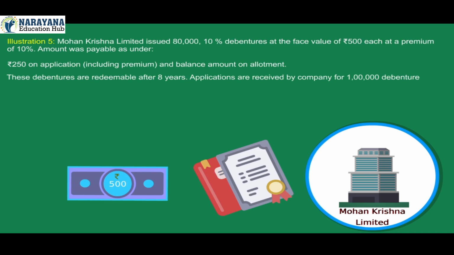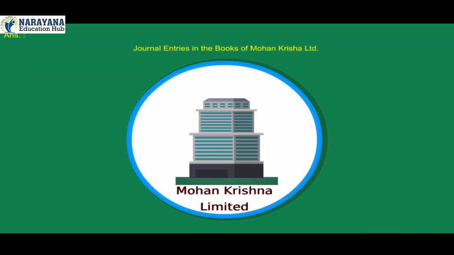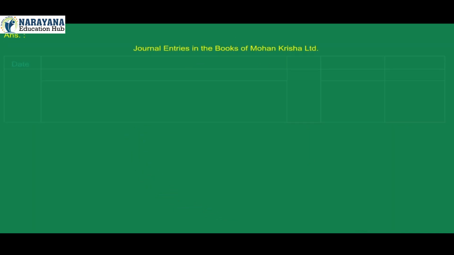Applications are received by the company for 1 lakh debentures and the allotment of 80,000 debentures is made on pro rata basis. Excess amount on application is credited to allotment account. Amount due on allotment is fully received. Pass journal entries on the issue of debentures in the books of the company. Answer. Journal entries in the books of Mohan Krishna Limited.